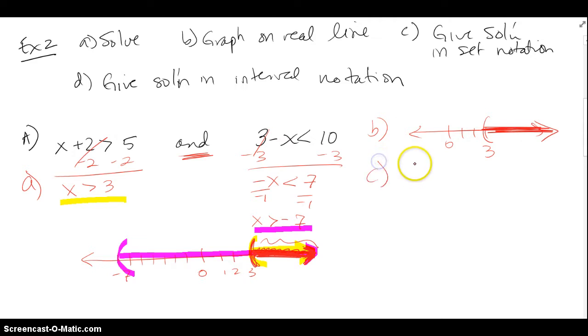Part C, in set notation, well, it's x such that x has to be to the right of 3 or greater than 3. And then in interval notation, remember you walk left to right, and it's where you start and where you stop. We started at 3, and we keep going forever and ever to the right, so we go all the way to infinity.